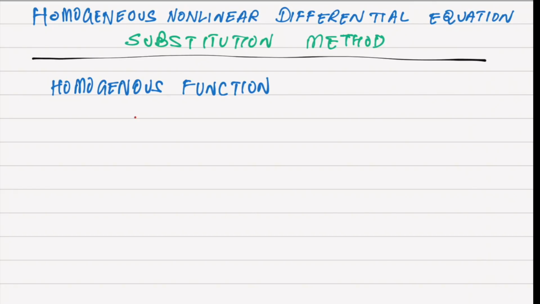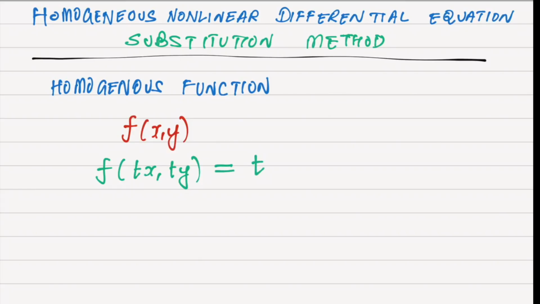A function f of x comma y is called a homogeneous function if it satisfies the following property: if you replace x by tx and y by ty in the function f, you can simplify that into something like t to the alpha f of x comma y, where alpha is a real number. If a function satisfies this property, we call that function a homogeneous function.